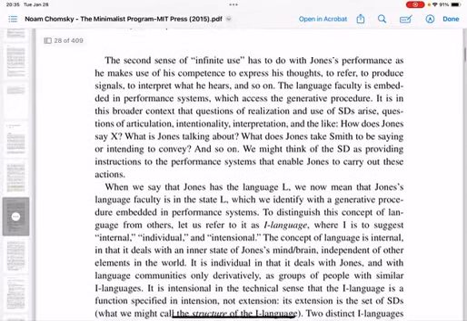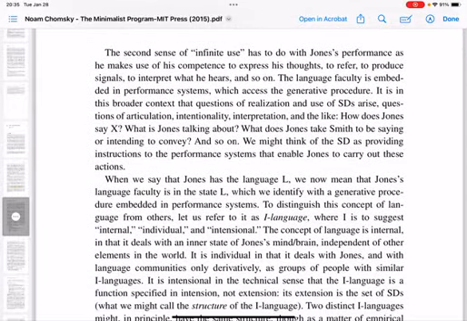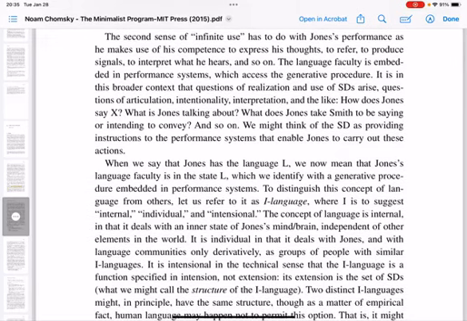The second sense of infinite use has to do with Jones's performance as he makes use of his competence to express his thoughts, to refer, to produce signals, to interpret what he hears, and so on. The language faculty is embedded in performance systems, which access the generative procedure. It is in this broader context that questions of realization and use of SDs arise, questions of articulation, intentionality, interpretation, and the like.